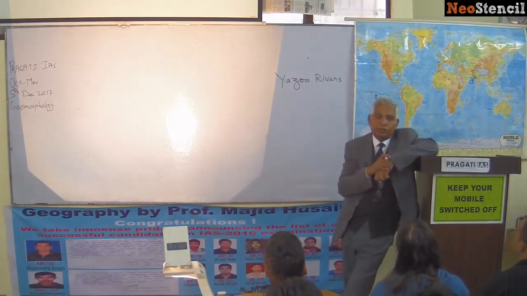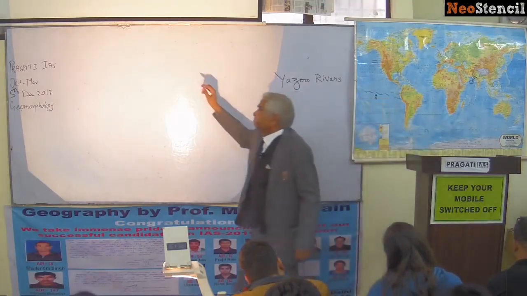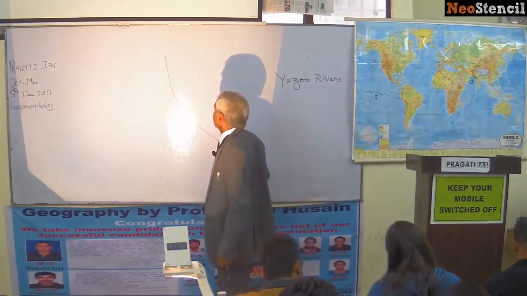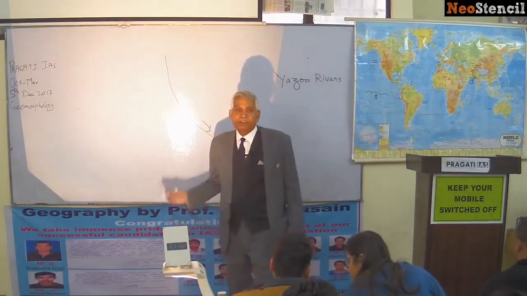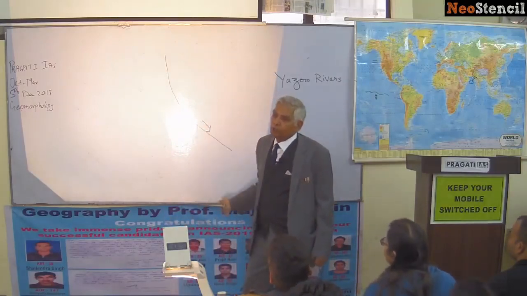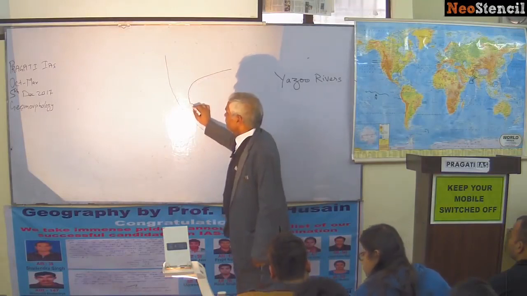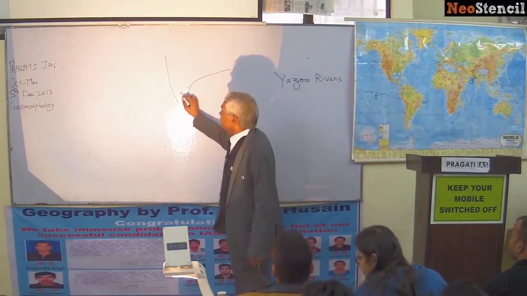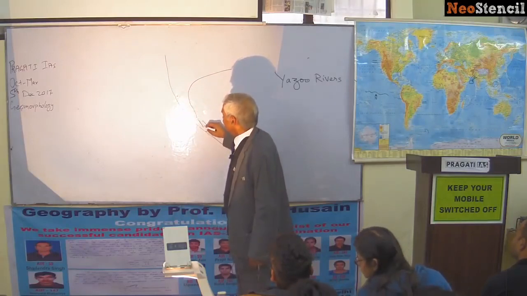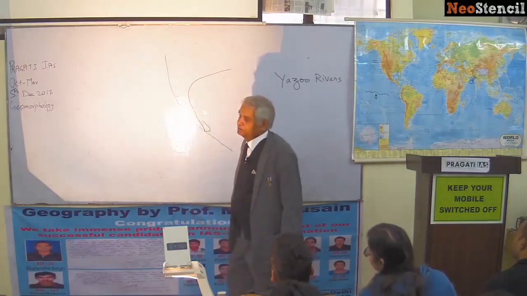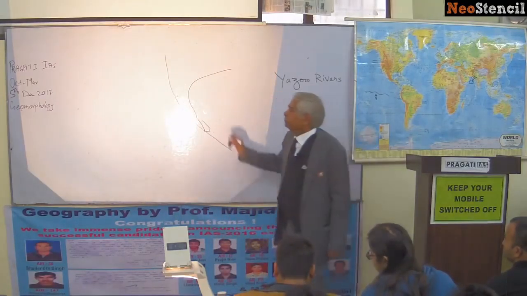Actually, this term Yazoo is from Japanese language. Suppose this is a river flowing like this. This is the natural slope of the river. Another river is coming from this side, but instead of merging in this river here, it starts moving parallel to the original stream. Why is it flowing parallel to the main stream?